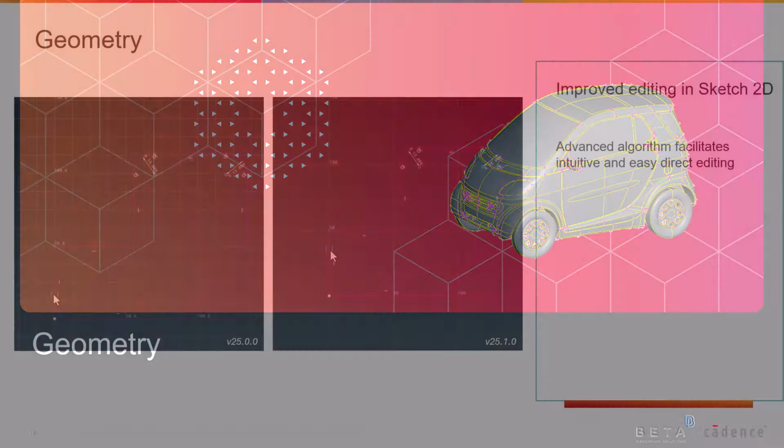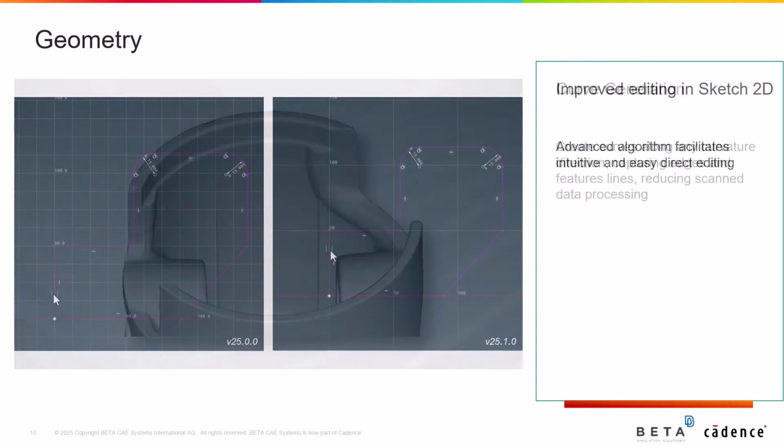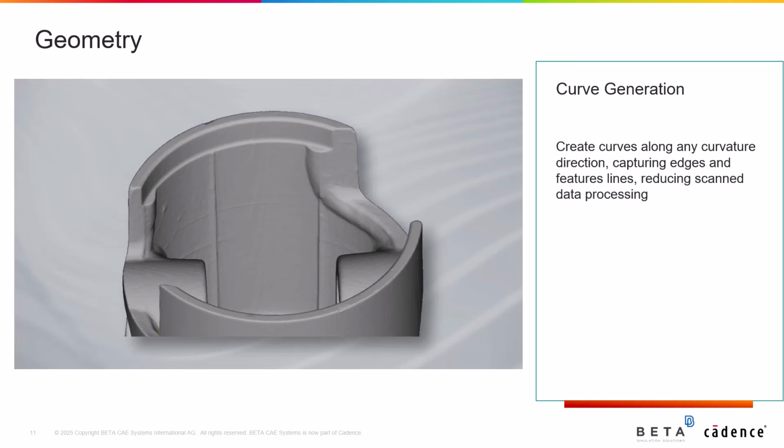Regarding geometry, the Edit Sketch function in ANSA now features an advanced algorithm that facilitates intuitive and easy direct editing of parametric sketches. New functionality allows users to create curves along any curvature direction, efficiently capturing edges and feature lines. This reduces the need for extensive scan data processing, thus streamlining the workflow.